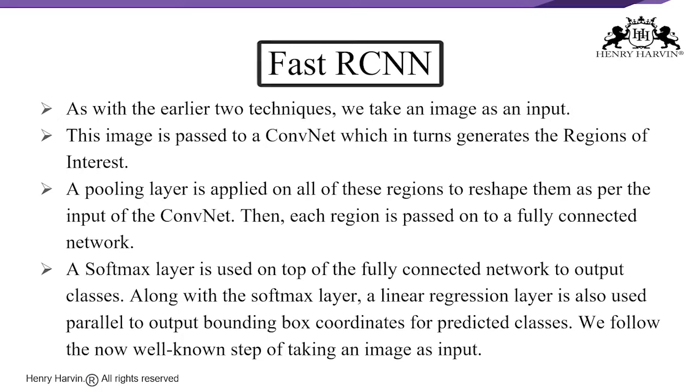So here we follow the well-known step of taking an image as the input, right? So this is what we have seen. Clear? So here, what is being done? The image is taken as the input. Now the image is passed to the ConvNet, and then it generates regions of interest. Then the pooling layer reshapes them. Then each region is passed to the fully connected network. Then the softmax layer is used on that. A linear regression layer is also used in parallel to output bounding box coordinates for the predicted classes, right?